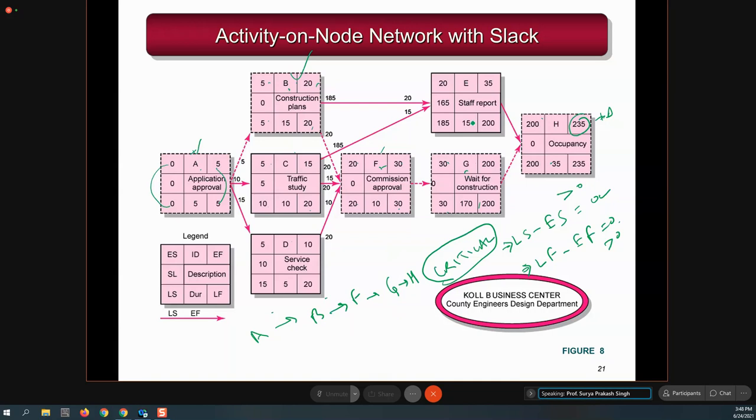Other activity जैसे ये है E and D and C, these are non-critical activity. But it does not mean that if it is a non-critical activity, you can delay it to all possible stages. You cannot delay it. It still has some time. So the project manager can delay to some extent till it becomes critical. Before it becomes critical, but beyond that, this non-critical activity cannot be delayed. So that is the meaning of critical and non-critical.